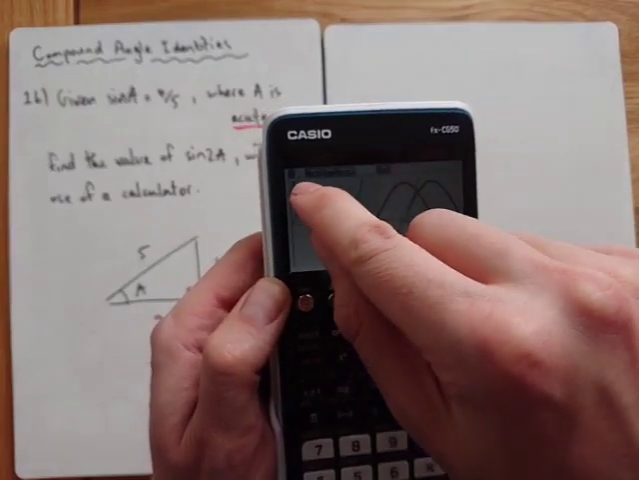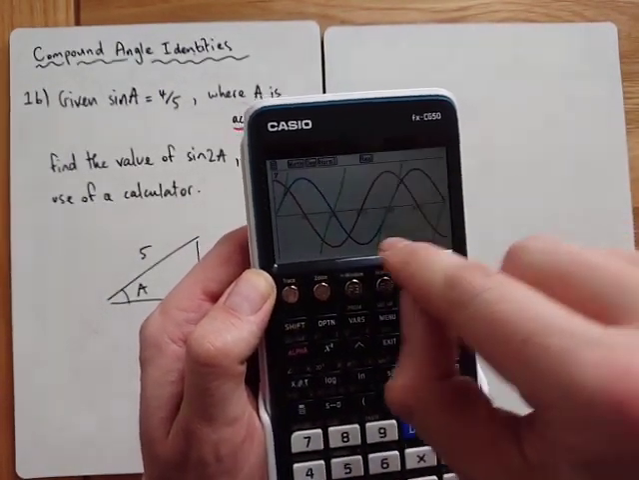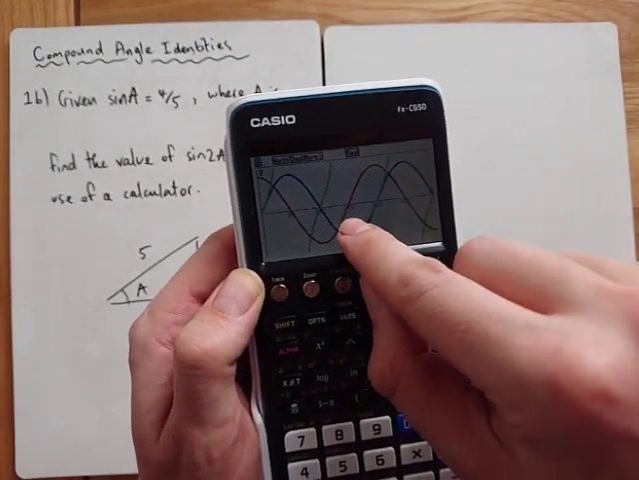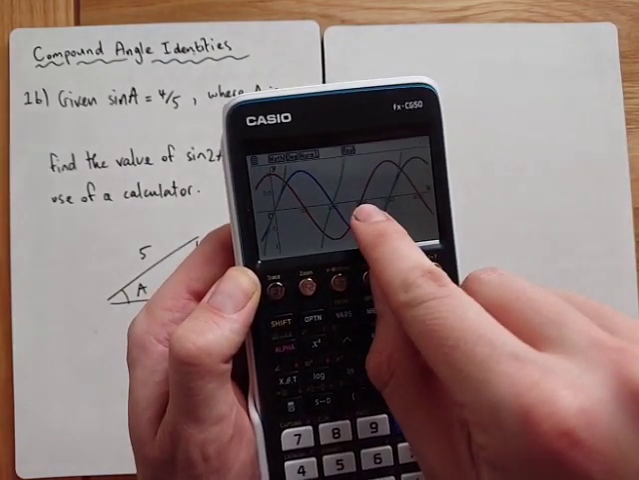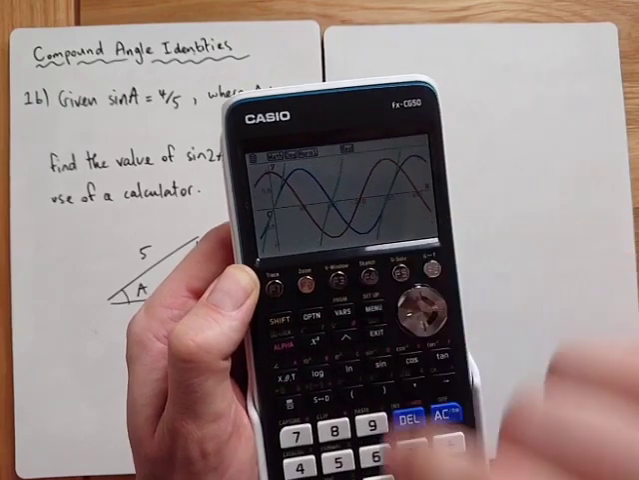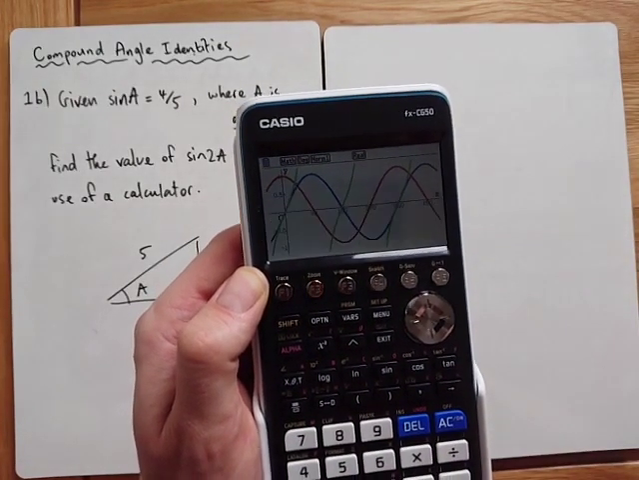So acute, all positive. Obtuse, sine is positive. Reflex, between 180 and 270, tan is positive. And if we go one step further to between 270 and 360, cos is the only positive one, so the others would be negative. Okay, we'll see that in the next example as well.